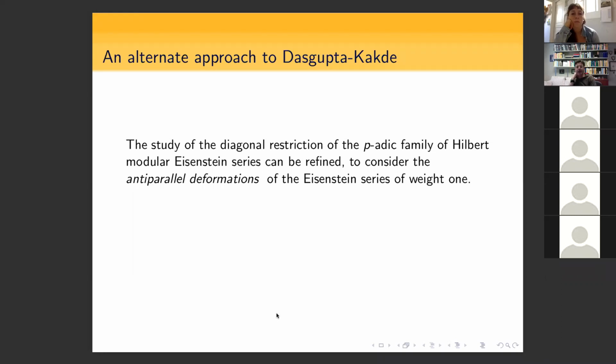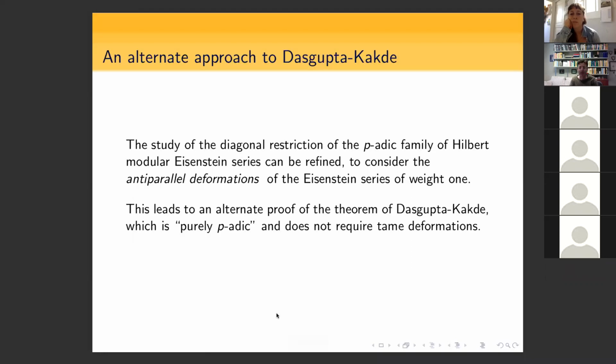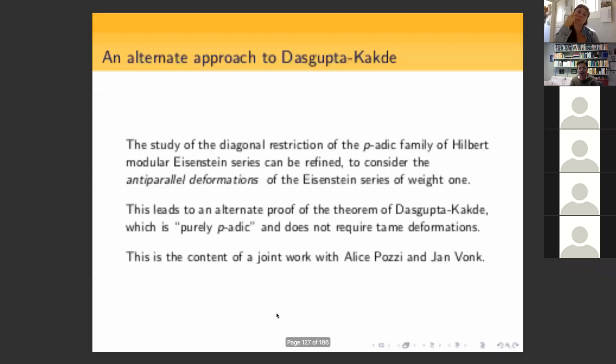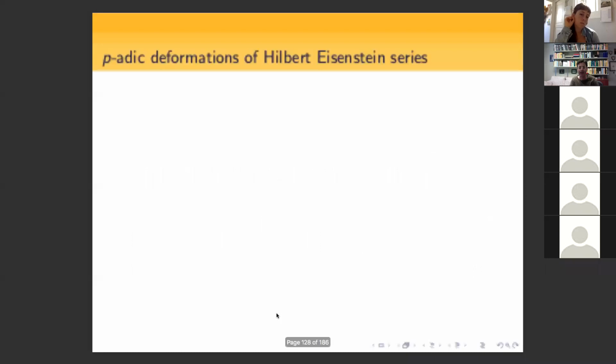Now, the study of these diagonal restrictions that I mentioned before, that I did with Jan Vonk, can also be refined by considering what you might view as anti-parallel deformations of the Eisenstein series, so deformations in another direction than the parallel weight one. And that leads us to an alternate proof of this theorem of Samit and Mahesh, which is purely p-adic and does not require using tame deformations. And that's the content of this work that I alluded to before with Alice and Jan. I'll say a few words about it now in the next few slides.